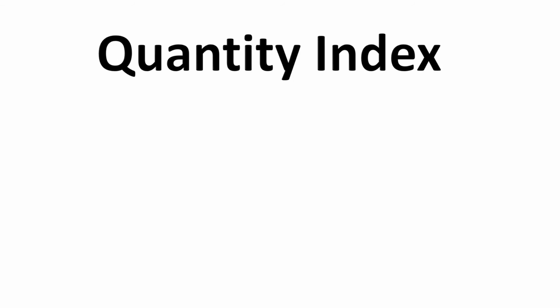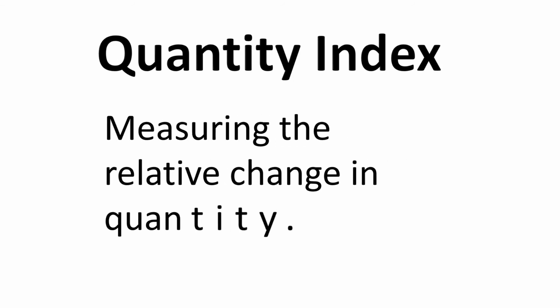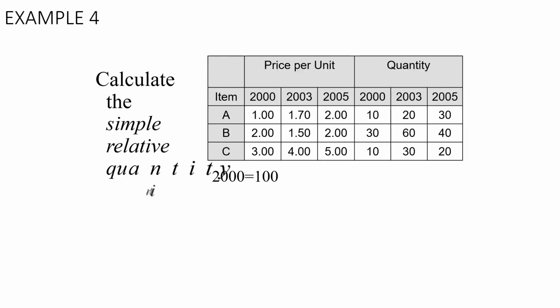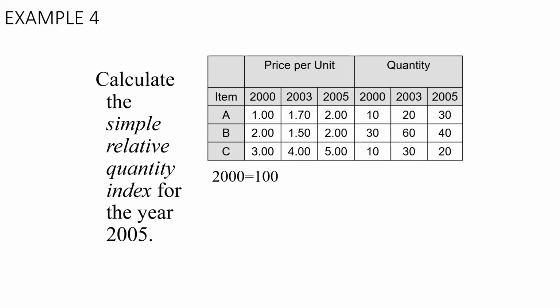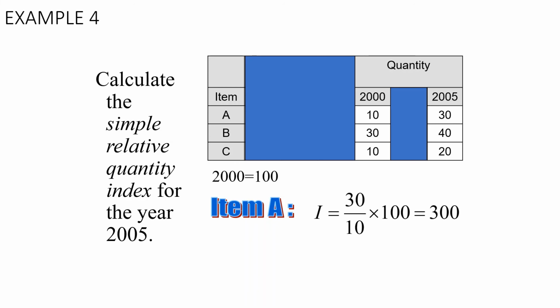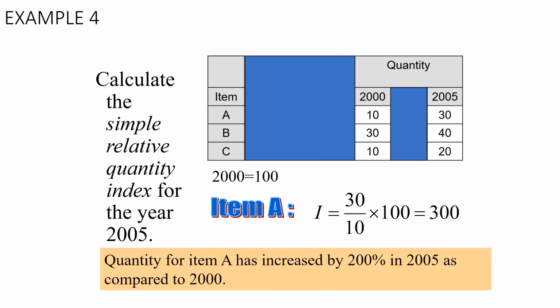Quantity index. Quantity index is measuring the relative change in quantity. Example 4. Calculate the simple relative quantity index for the year 2005. Get the relevant information. For item A, the simple relative quantity index for the year 2005 is 30/10 multiplied by 100, which is equals to 300. Interpret. Quantity for item A has increased by 200% in 2005 as compared to 2000.